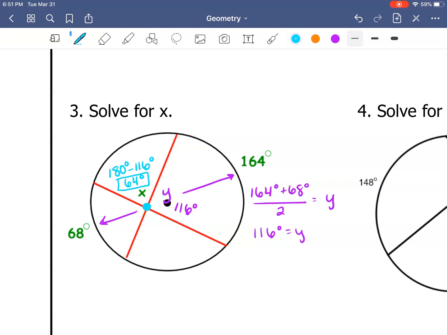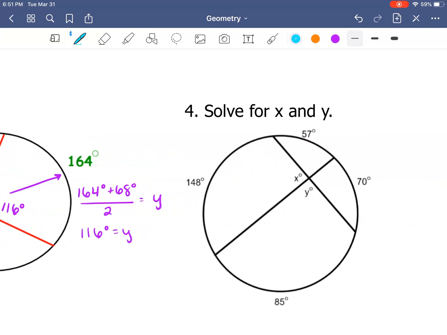And just like in geometry, we always look for supplementary angles. We see a straight line and they are adjacent. So we can say 180 minus that 116, and x equals 64 degrees.